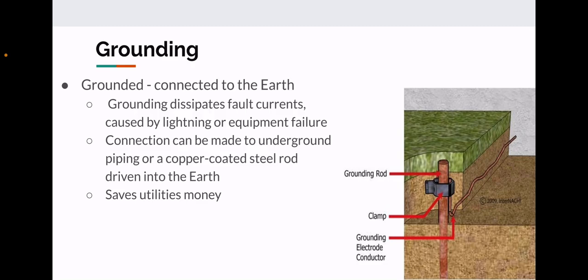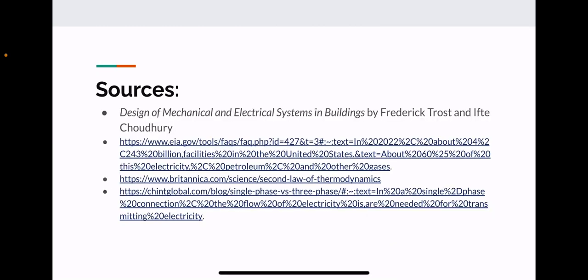And this saves utilities money. The way it saves them money is that instead of having to make a full circuit, the earth actually acts as a circuit. So as long as they connect it through that end, they don't need that extra wire, and that saves them money. And that's it for today.